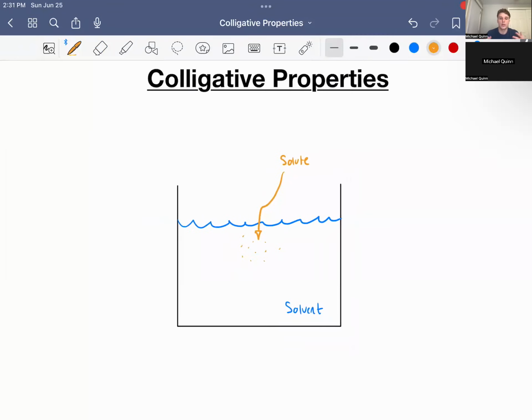So colligative properties are the changes that happen to a solvent when you dissolve a solute into it. In the next upcoming videos, I'm going to be going over what happens when you dissolve a solute into a solvent.